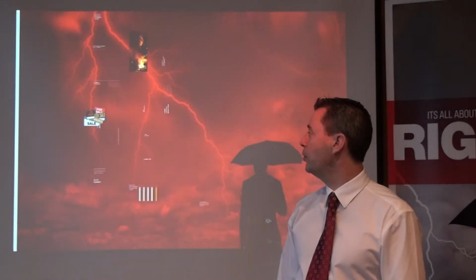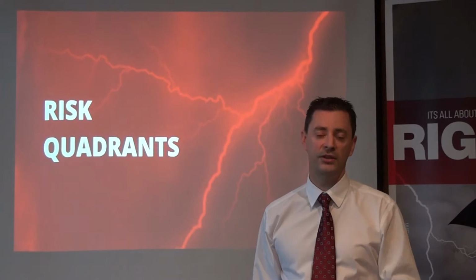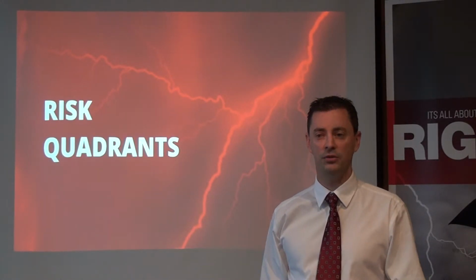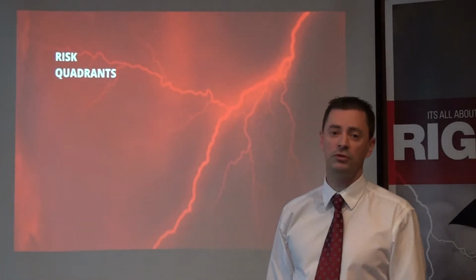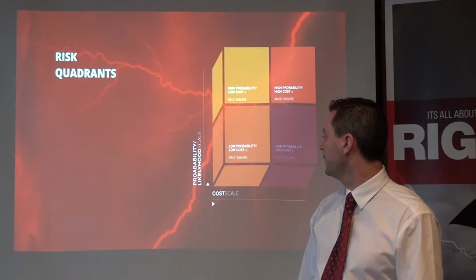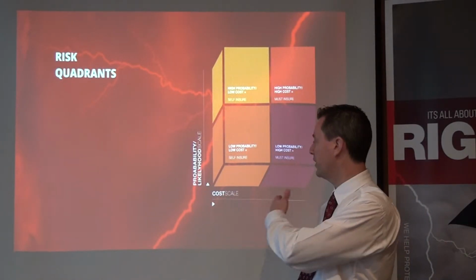So let's delve more into the general insurance space. How do we go about assessing your risks and buying an economical insurance program for you? Let's bring up some risk quadrants for you to have a look at. There's 4 risk quadrants. Just so you can understand, we have a probability of loss and a cost scale.